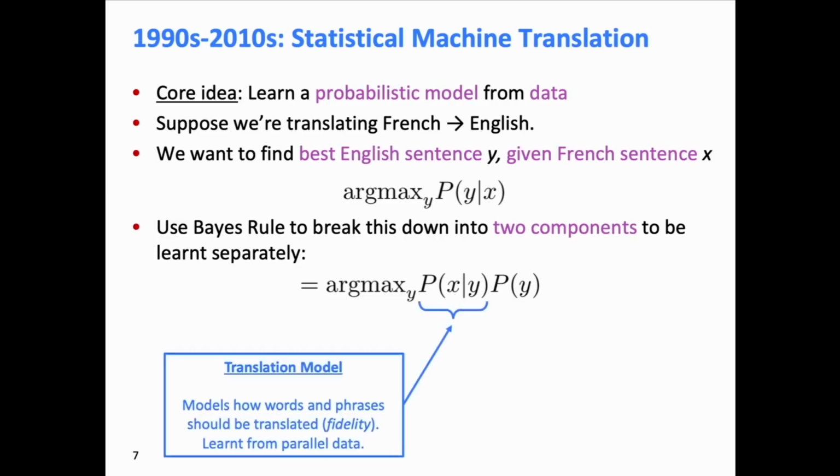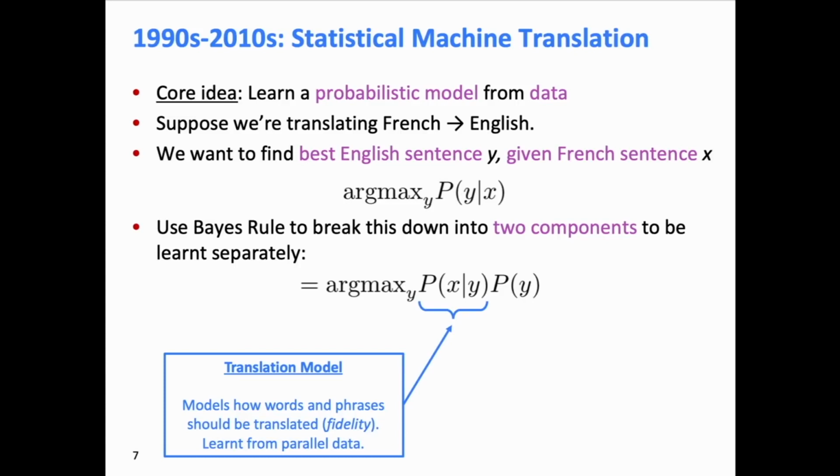So the two components here, on the left we have a translation model. This is keeping track of how words and phrases should be translated. The idea is that it knows how French words and English words might be translated to each other, or maybe small phrases and chunks of words should be translated. And this is learned from a lot of parallel data, and I'll be telling you later how we do that.